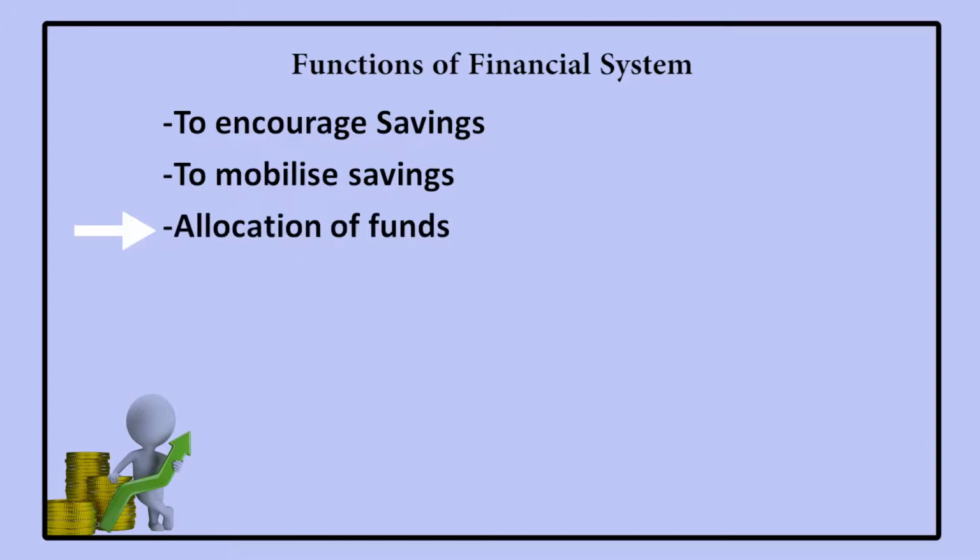Next is the allocation of funds. Allocation of funds means the financial system also allocates people's savings in different areas. For example, in the case of a mutual fund, suppose as an investor we don't have any idea about how to invest our money in the stock market. In that case, a mutual fund provides us different types of information, whether to invest our money in the mutual fund, and how much risk is associated with it.